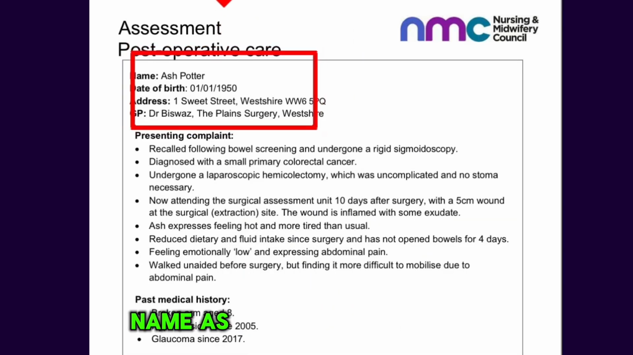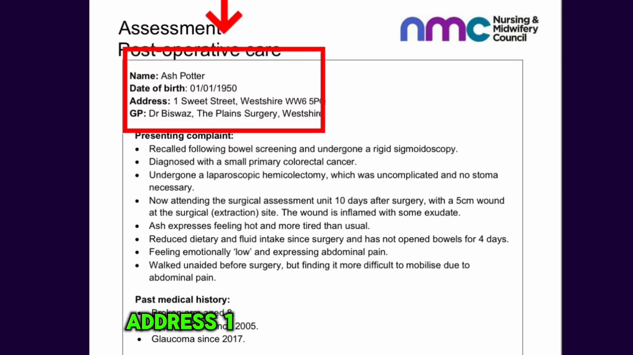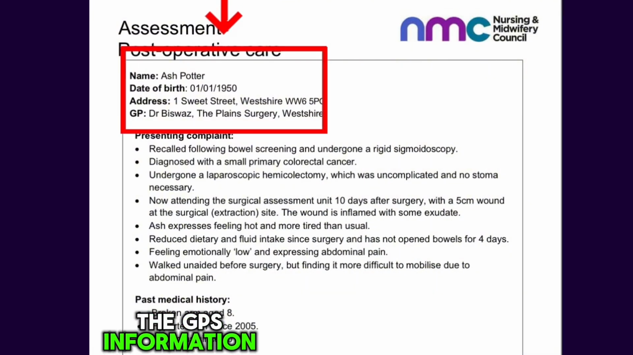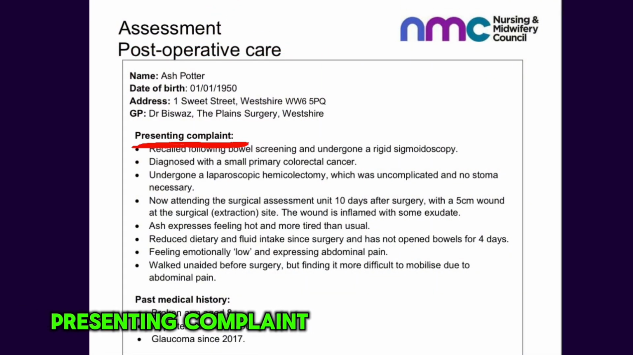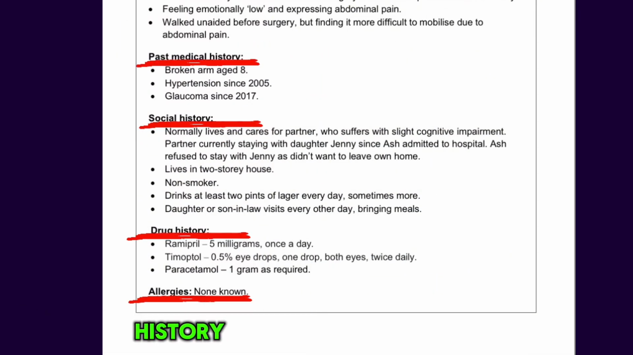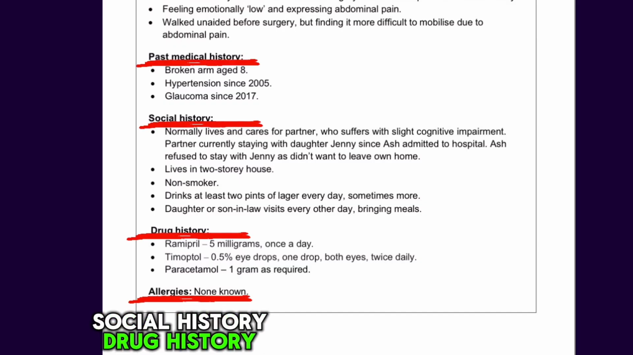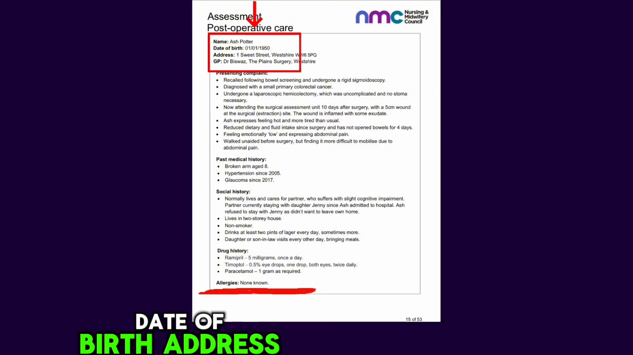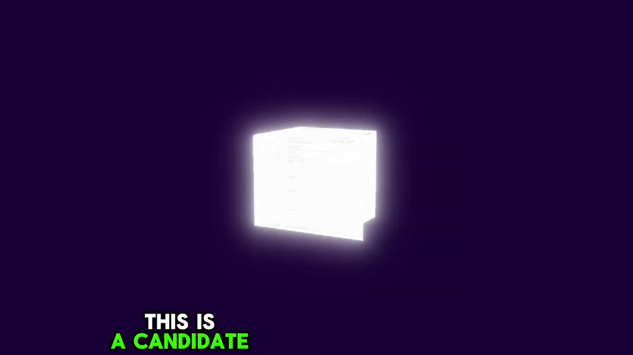Here is the patient name, Porter, date of birth 1/1/1950, address 1 Sweet Street, West Chair, WW6 5PQ, and also here is the GP's information, presenting complaint, past medical history, social history, drug history, and allergies. On your exam day, you don't need to read all of them. Just go through the patient name, date of birth, address, and the allergy history. This is our candidate note and NEWS chart.